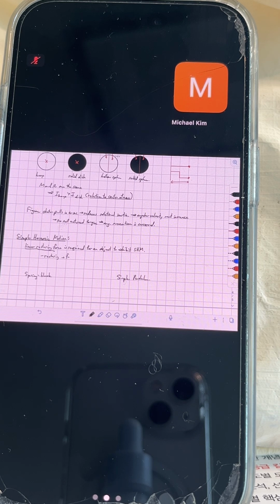This means the force is always opposite the displacement. So in other words, it's always pointing towards the equilibrium point. And then linear says that the force is directly proportional to the displacement.